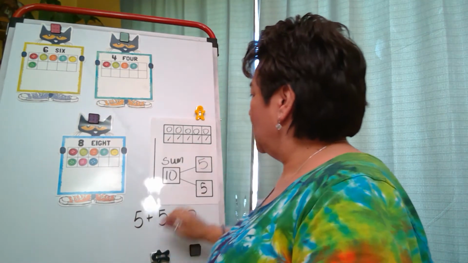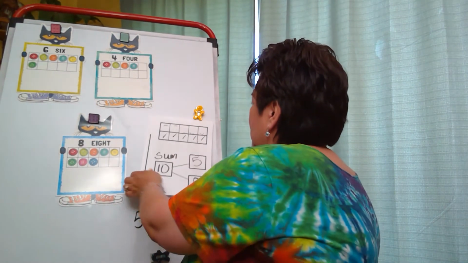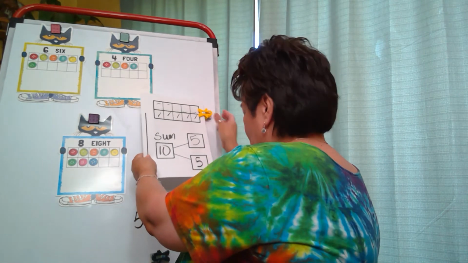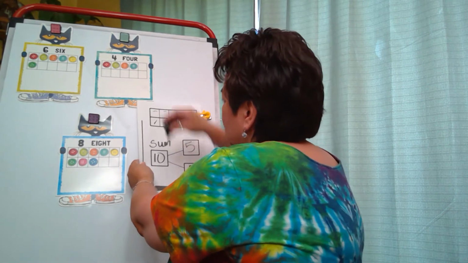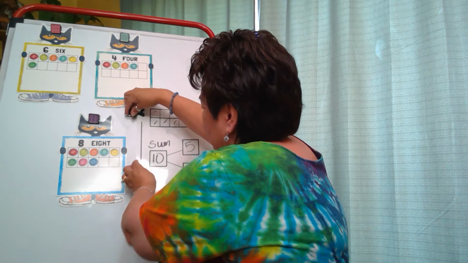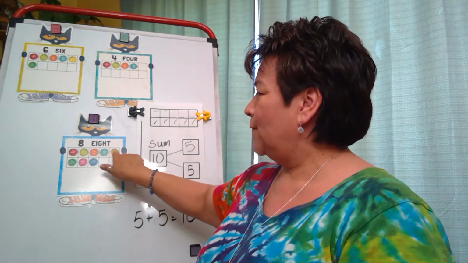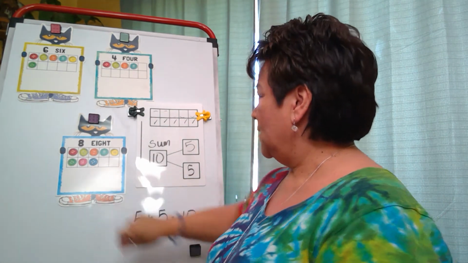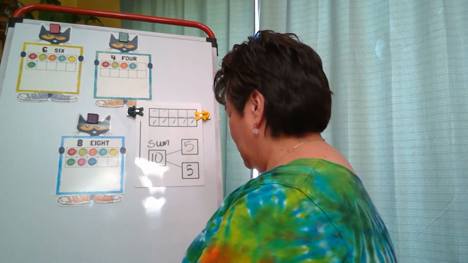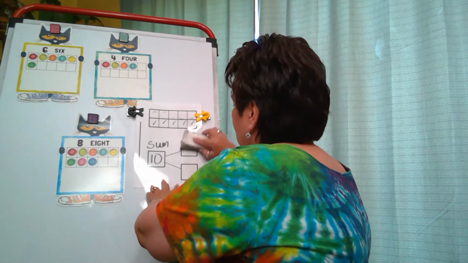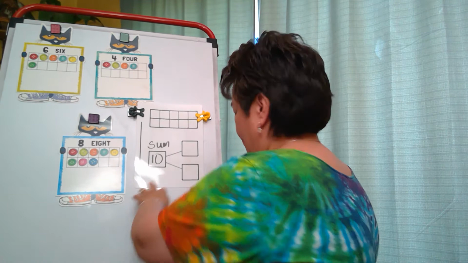All right, here Pete has how many buttons? Pete has 8 buttons. Let's count them. 1, 2, 3, 4, 5, 6, 7, 8. How many buttons is Pete missing? Well, I don't know. Let's figure it out.